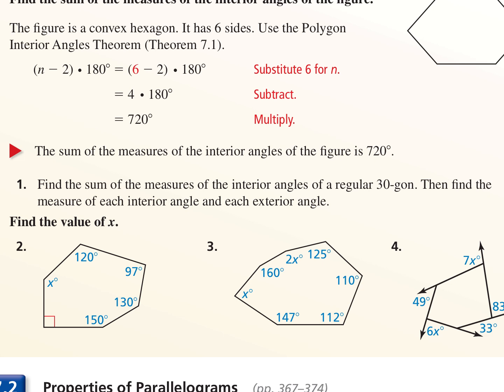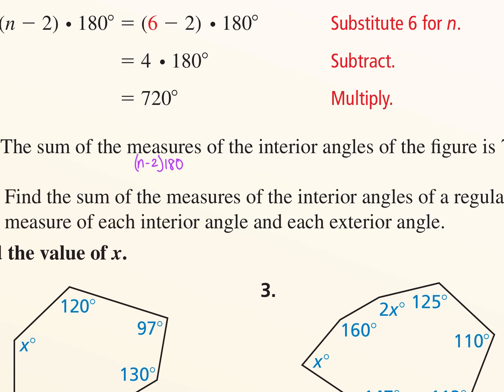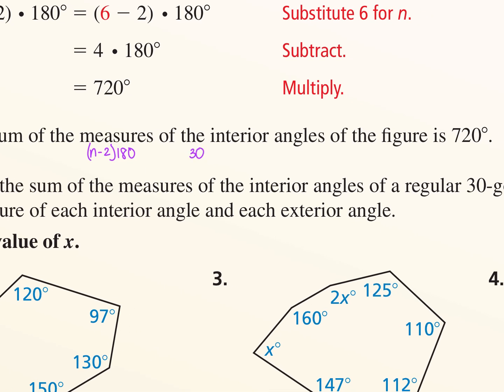Looking at this first question, I'm going to first find the sum of the measure of the interior. In order to find the sum, you have to use the formula. The formula was, if you forgot, n minus 2 times 180, n meaning the number of sides. So if this is a 30-gon, I'm going to use 30 minus 2 times 180. 30 minus 2 is going to give me 28 times 180. And for my sum, I'm going to get 5,040 degrees.